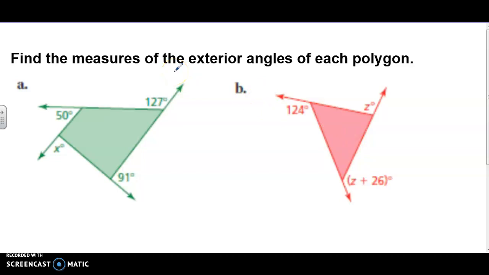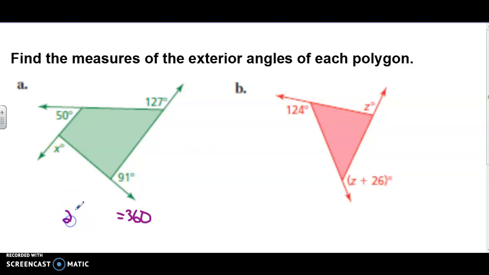It says find the measures of the exterior angles of each polygon. It doesn't matter how many sides this polygon has. This one has 4, but that's okay. It could have more. The outside angles are going to add up to 360. So what I'm going to do is add up the 4 angles that they give me. I have 91 plus 127 plus 50 equals 268. So I just did 91 plus 127 plus 50 equals 268, plus x.